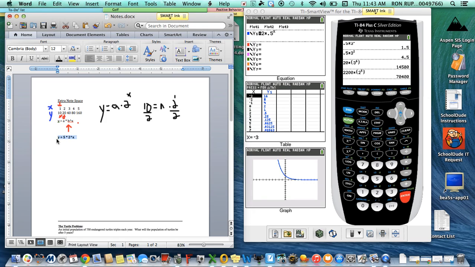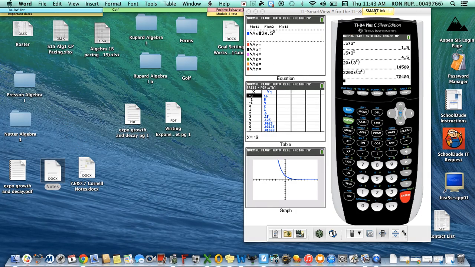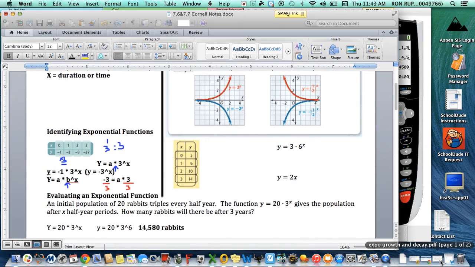And that's it. So hopefully you've seen how to do that. If you're still stuck, please send me an email so you can try to figure out how to do that, as you are going to be expected to write equations given a table.